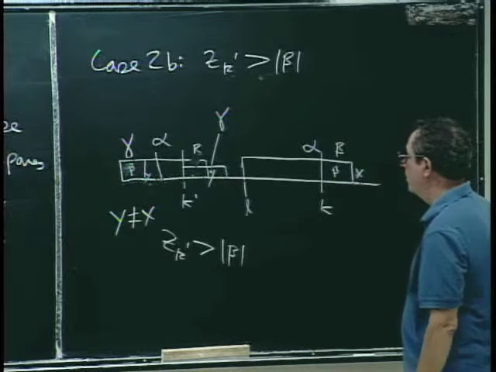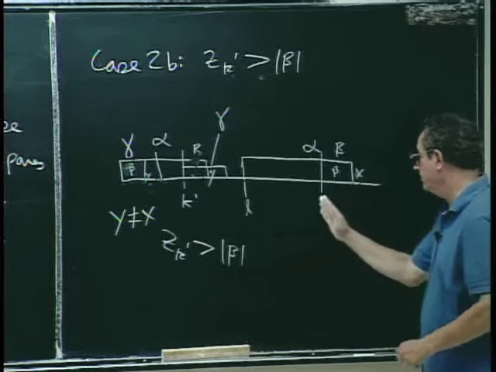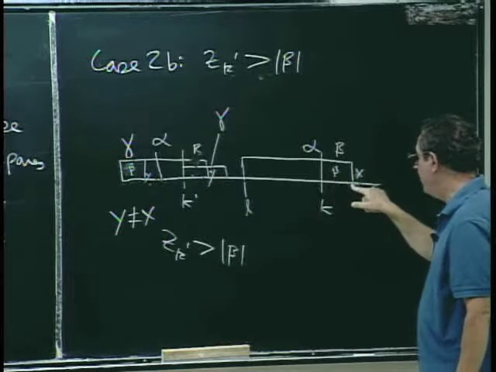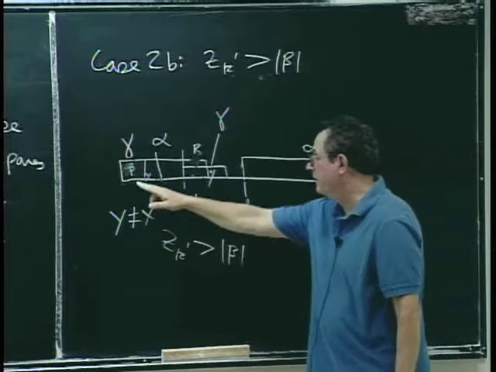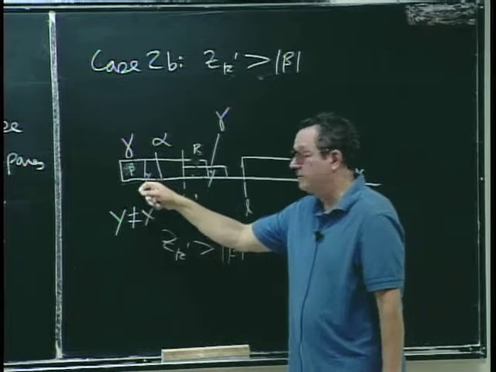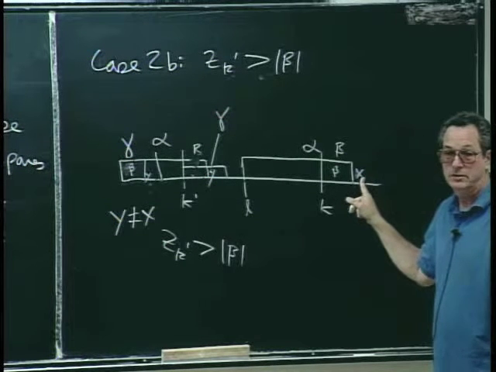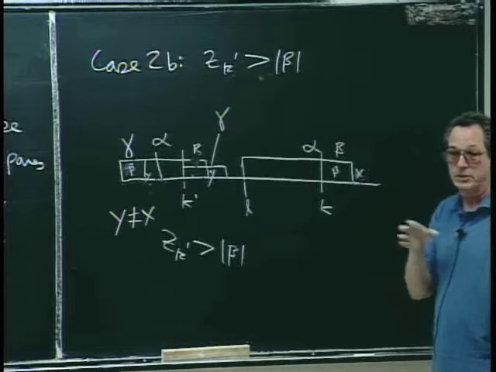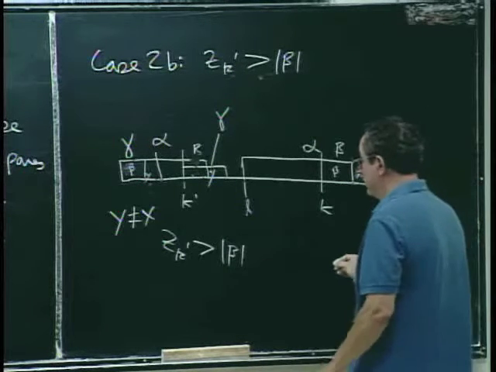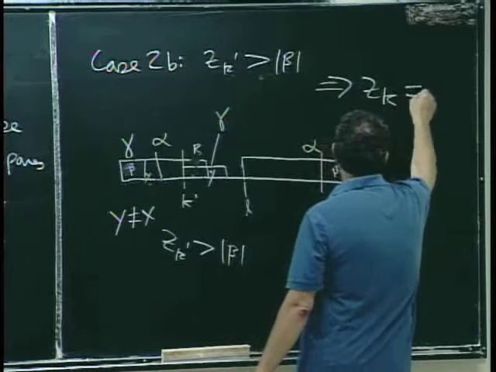So what do we conclude from all this? Starting from k, we have a substring, namely beta, that matches a prefix of s, namely beta. The next character over is a y, and the next character over here is an x, where we've concluded that y is not equal to x. So the conclusion is, yeah, zk equals the magnitude of beta. So zk, in this case, is equal to beta.